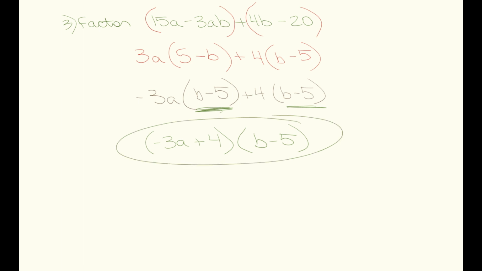Now, just to check, we're going to use the distributive property because we had a lot of stuff going on here, so we just want to make sure we're right. Okay, so negative 3a times b would be negative 3ab. Negative 3a times negative 5 would be a positive 15a. 4 times b is positive 4b. And 4 times a negative 5 is negative 20.